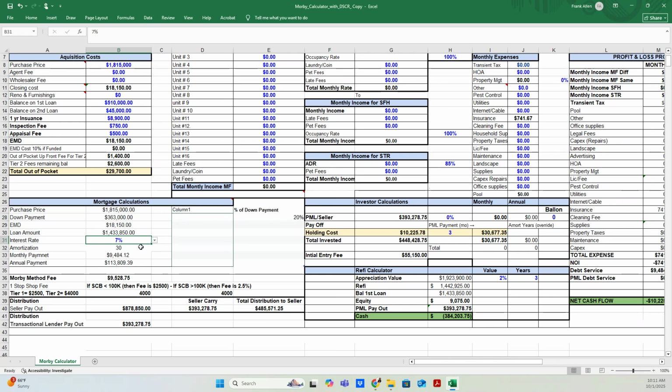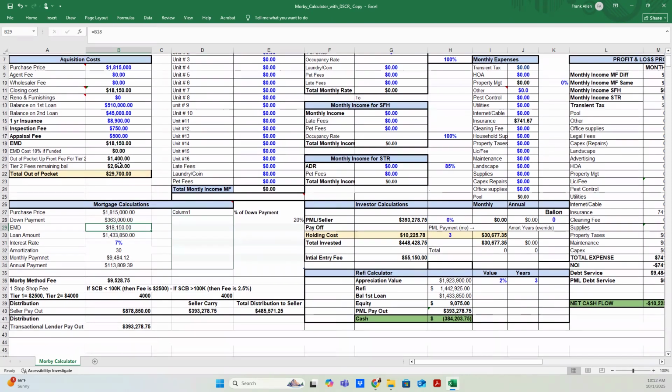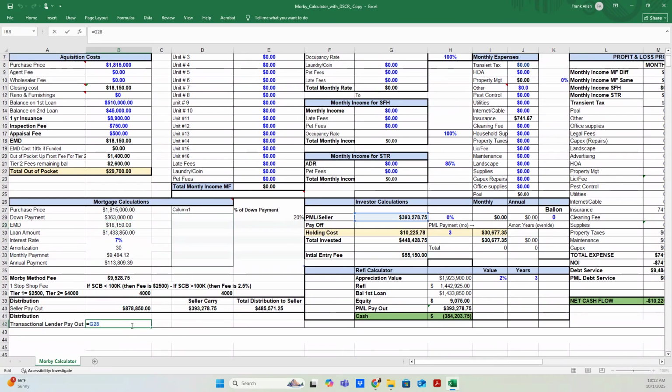So at a 30-year amortization, 99,484 will be his monthly payments. This will be his yearly payments, annual payments. Our Morby method fee for bringing the down payment and the other expenses, such as the closing costs and the other things, right?